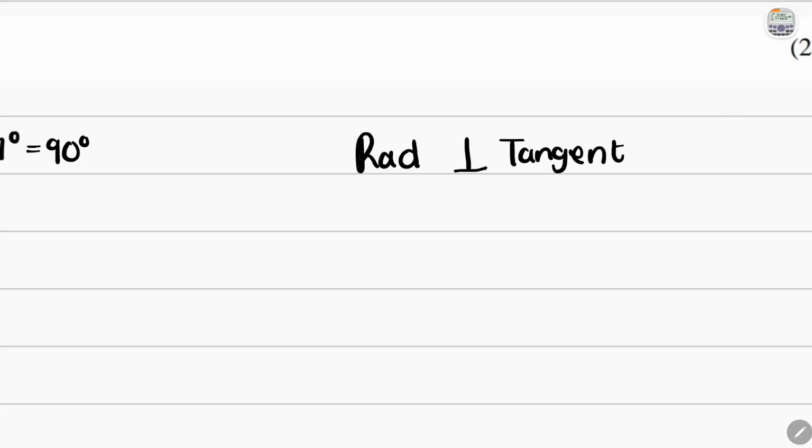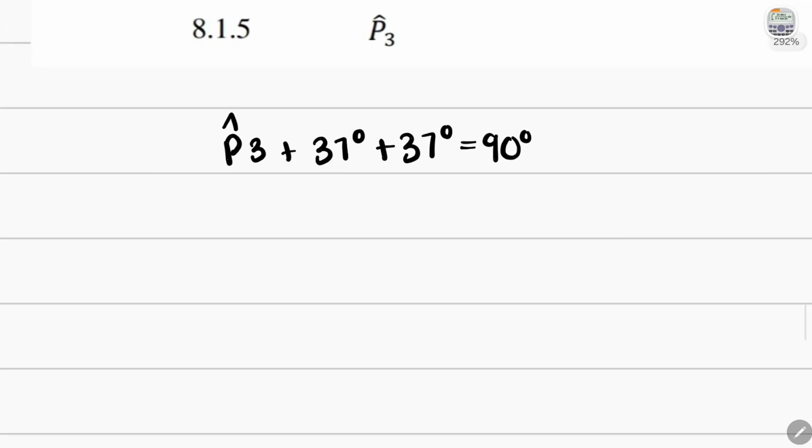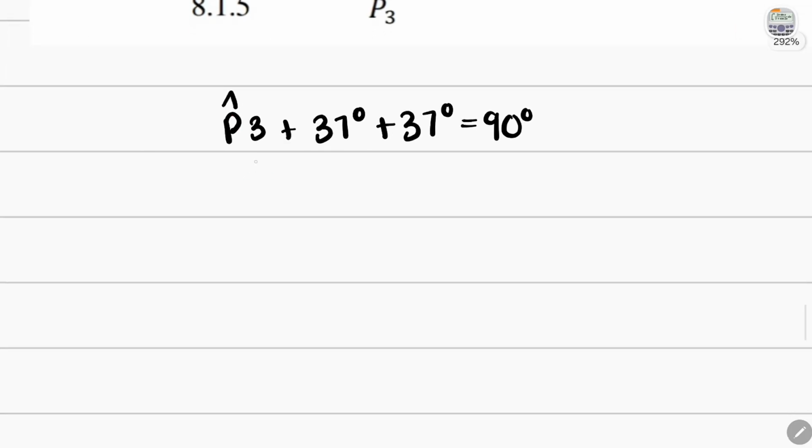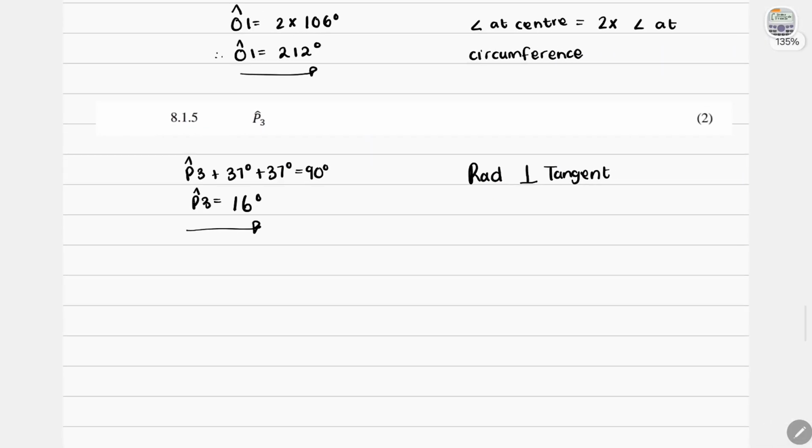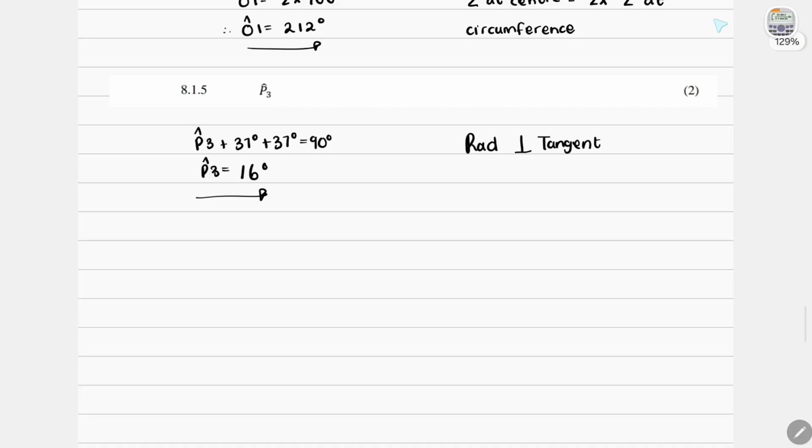Okay, so let's find this. So 37 plus 37 is 74. So angle P3 equals 90 degrees minus 74 degrees, which is 16 degrees. And that is our answer. Okay, moving on to the next question.